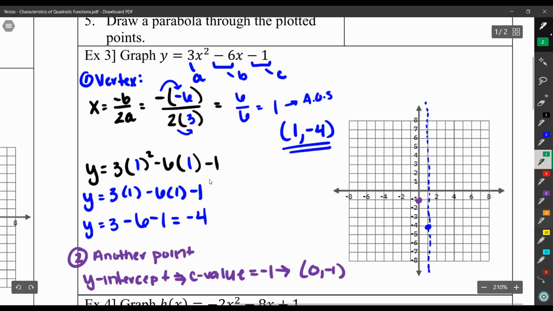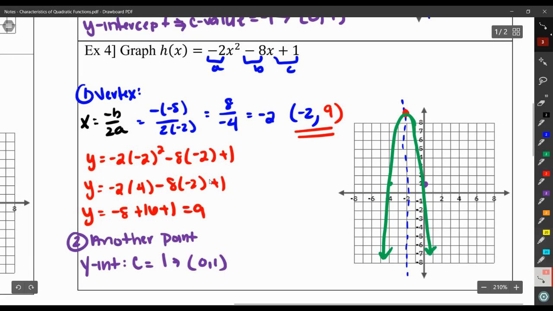Now, since I have 2 points, I'm going to use symmetry. So this is 1 away. So my other point also has to be 1 away. So this guy is going to be facing upwards. And again, make sure there's a curve on the end of your graph. And it makes sense that it's facing up because my a value is positive, so it should be facing up. Pause the video, try example 4. And here's your solution for example 4.